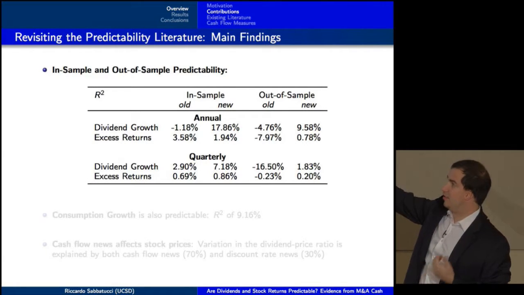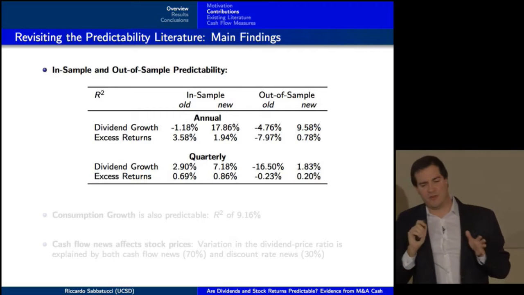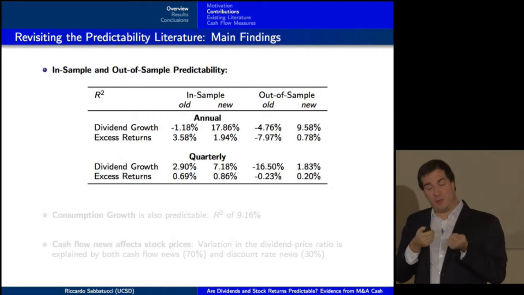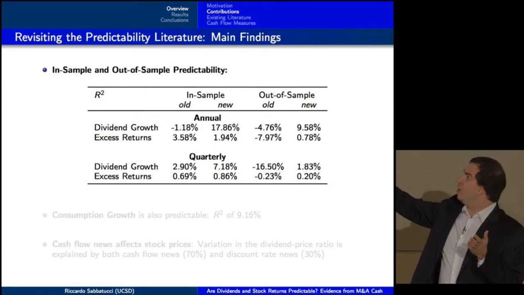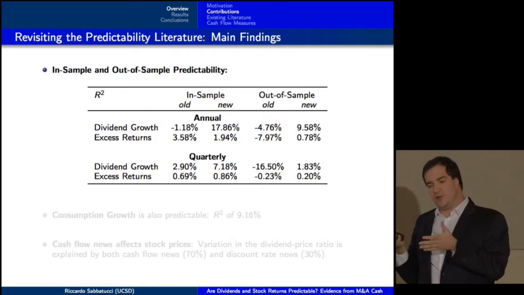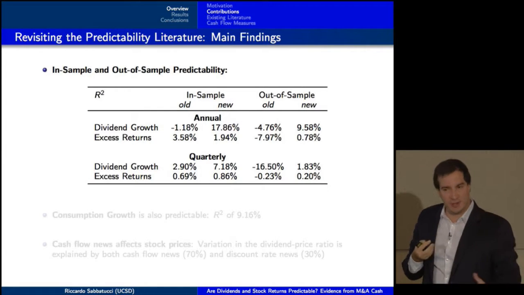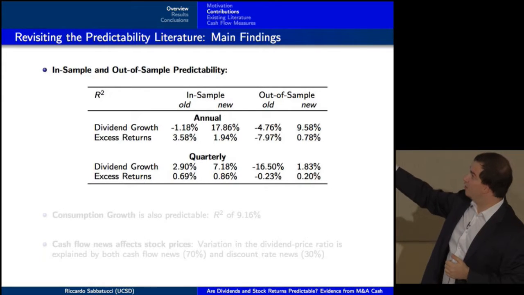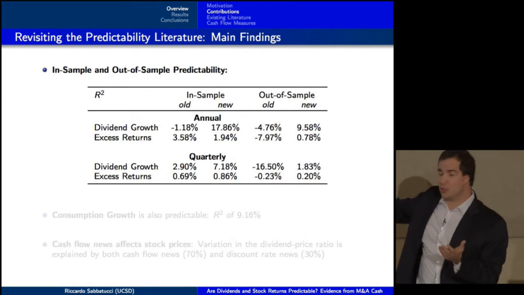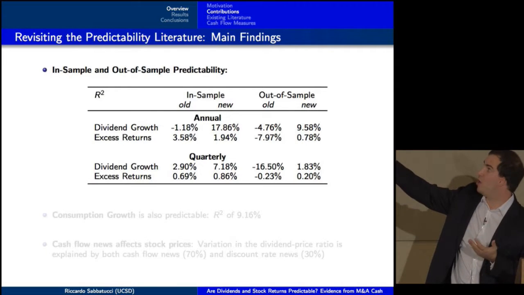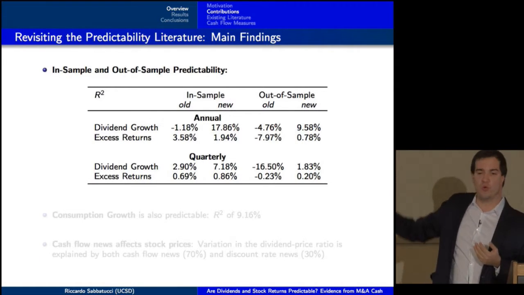As far as excess returns are concerned, in sample there is not really additional predictability from taking into account these cash dividends coming from M&A, but out of sample there is a huge improvement. We know from Goyal and Welch that the dividend price ratio performs poorly out of sample, and in fact we have a negative out-of-sample R squared. But once you include these cash dividends coming from M&A, we get a positive out-of-sample R squared at both the annual and the quarterly frequency.